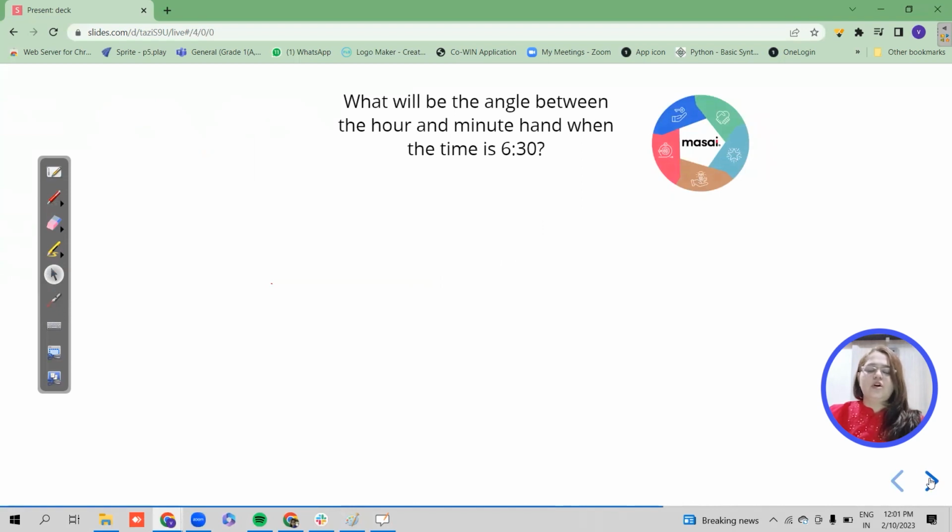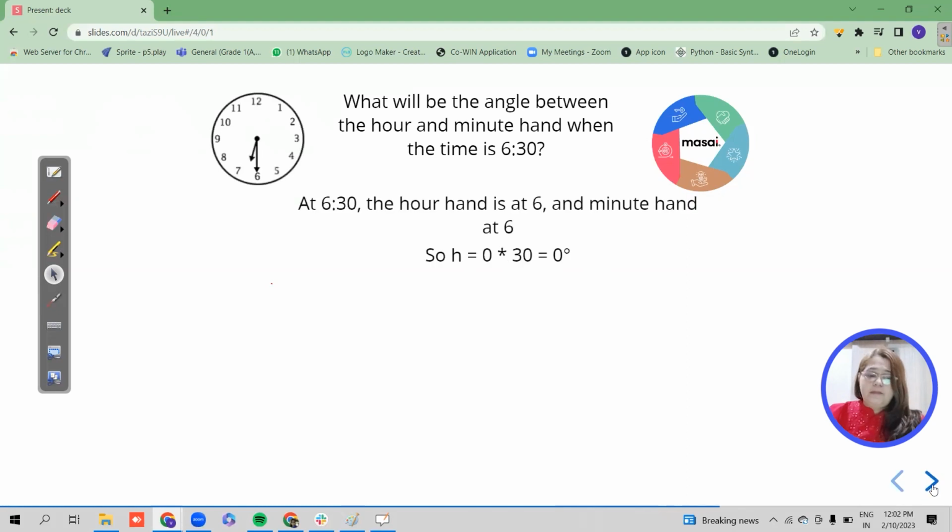Quick revision, or we can say a quick question for you all. What would be the angle when it is 6:30? So when you say 6:30, the hour hand is at 6, the minute hand is at 6, correct? So both are at 6. So the angle would be 0 degrees, and definitely that 0 degrees is there in the options to confuse you. But observe it carefully. Between 6 and 6 there is no angle, so we can say the hour hand is at 0.